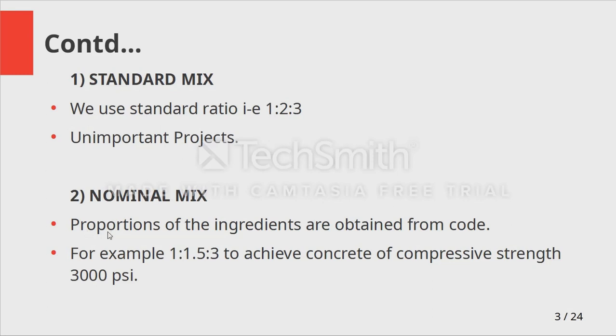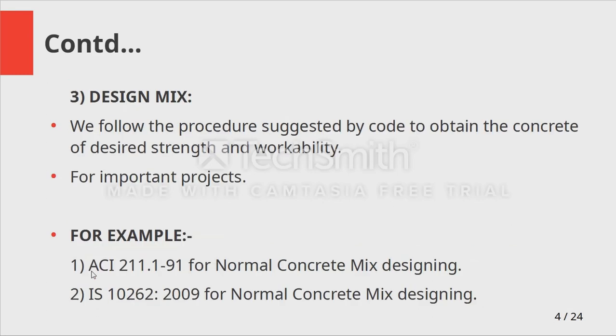So what do we do in nominal mix? In nominal mix, we obtain the values or the proportions from a code. Different codes have suggested that you should use this ratio in order to achieve the concrete of this much strength. For example, you want to achieve the concrete of 3000 psi, then different codes recommend that you should use the ratio 1:1.5:3. But this may not be giving you the 3000, it may give you 1800. That's why in order to achieve exactly a certain psi strength, workability, economy and durability, we need to go for the design mix.